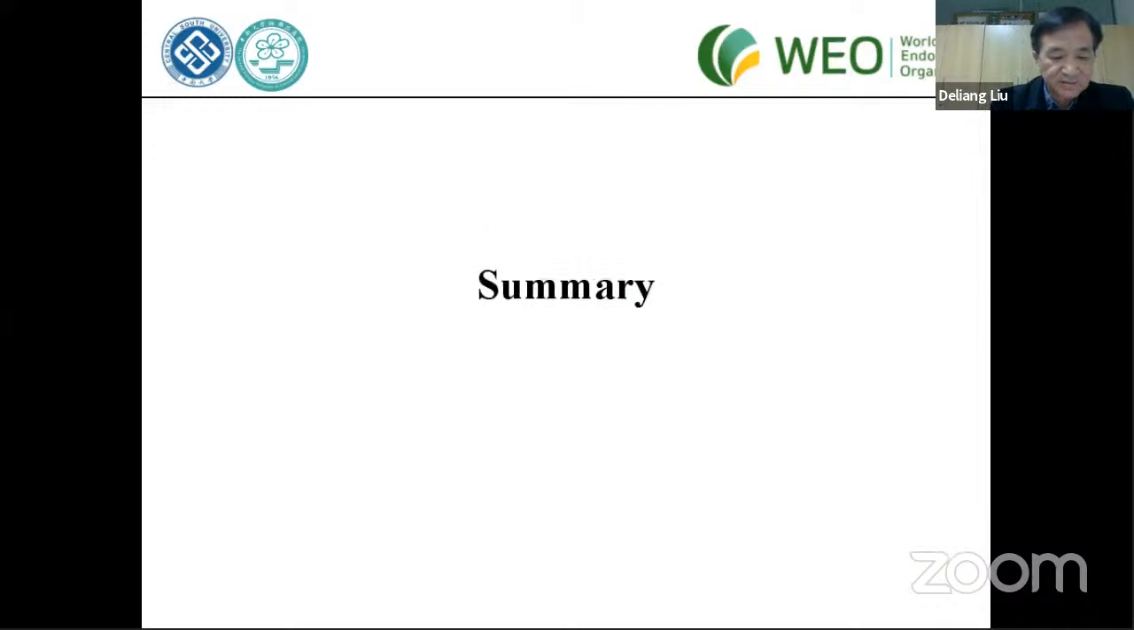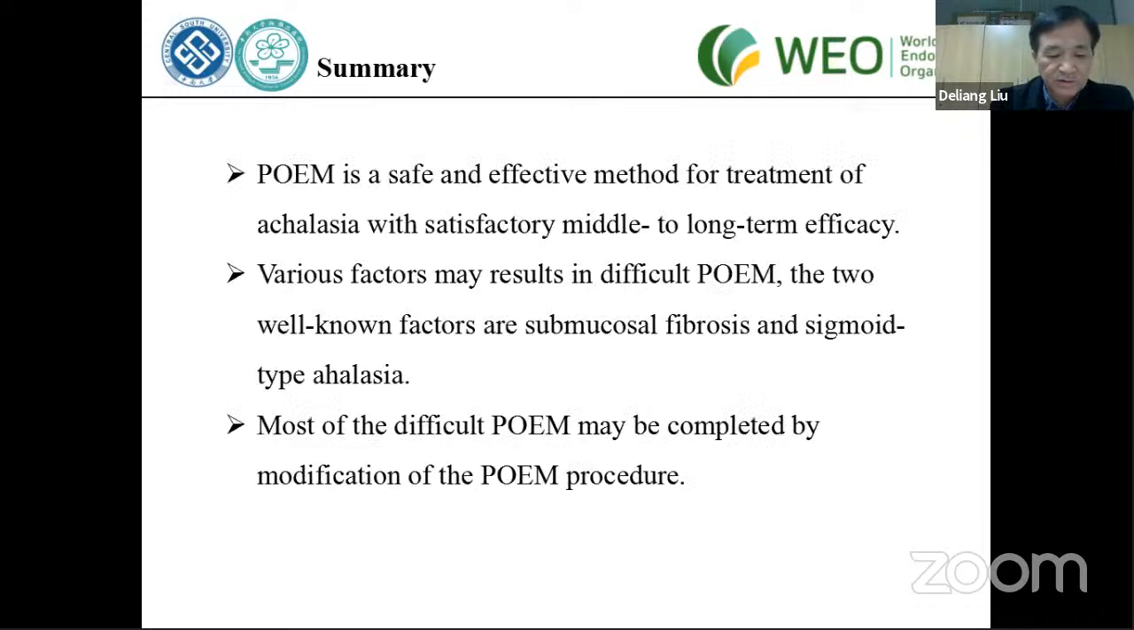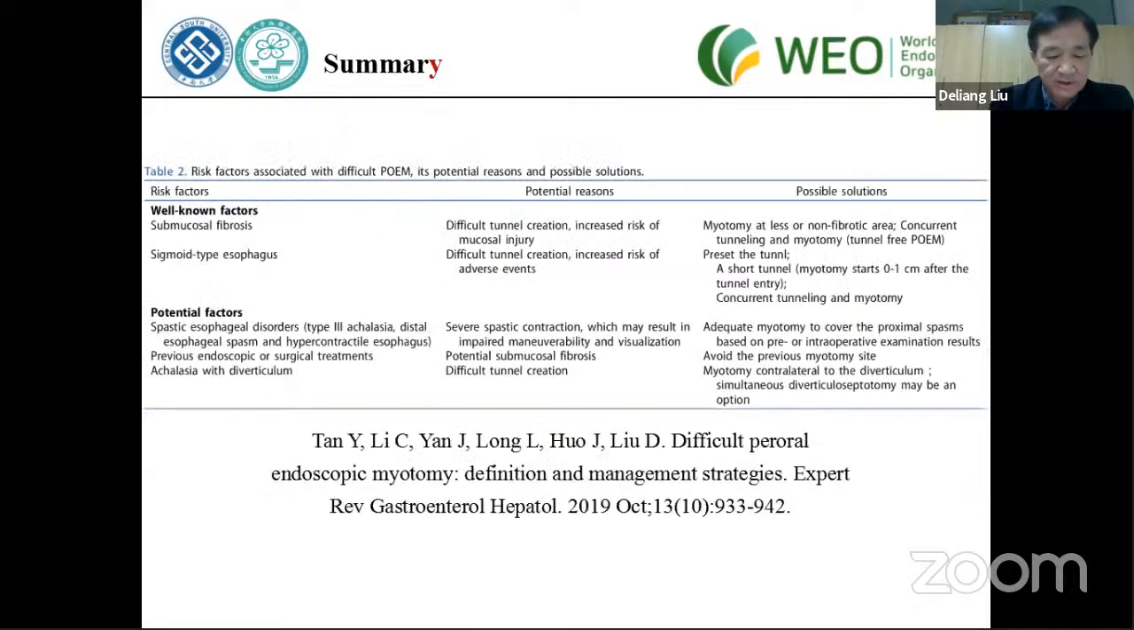At last, I would like to give a brief summary for the topic. First, POEM is a safe and effective method for the treatment of achalasia with satisfactory middle to long-term efficacy. Secondly, various factors may result in difficult POEM. The two well-known factors are submucosal fibrosis and sigmoid type achalasia. Thirdly, most difficult POEM may be completed by modifications of the POEM procedure.